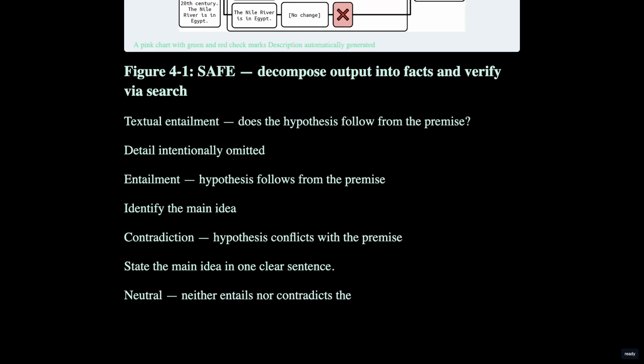A neutral pair means the premise doesn't logically imply the hypothesis, but it also doesn't contradict it. Both statements could be true at the same time, yet the hypothesis isn't guaranteed by the premise.